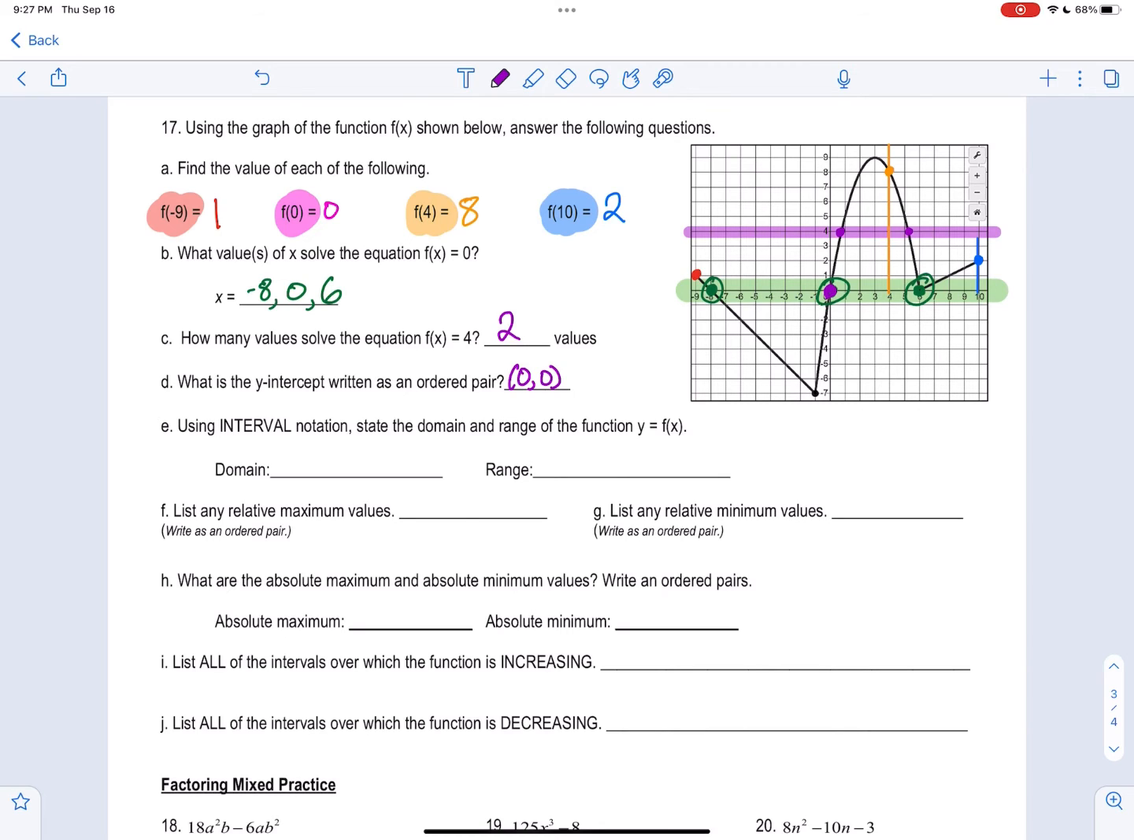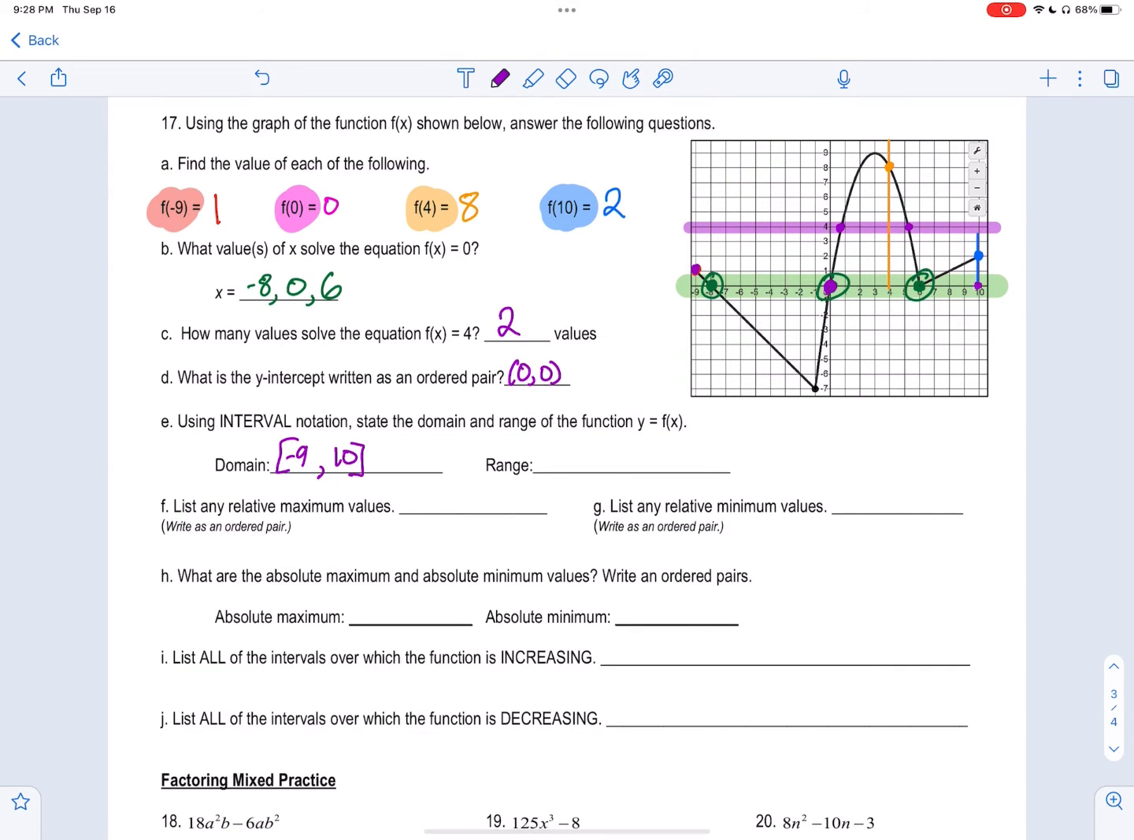So my lowest possible x value is going to be negative 9. And again, since it's a closed vertex, we're going to have a bracket. And the highest input that we have is positive 10. We see a positive 10 with a closed vertex, which constitutes a closed bracket.